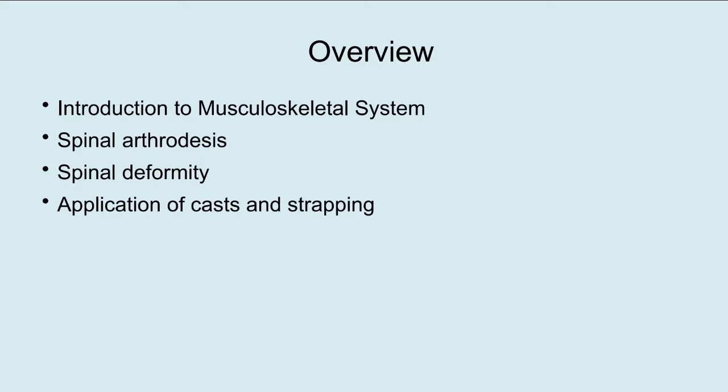So here's an overview of what I will be discussing. Introduction to musculoskeletal system, a lot of changes. Spinal arthrodesis, a lot of changes. Spinal deformity, some changes. And the application of casts and strapping. Now, the reason that I'm doing the 2022 update only dealing with the musculoskeletal system is there are so many changes that I'm going to do separate videos on some of the other areas. Like cardiovascular also has a lot, so I'm going to do a separate one for that.